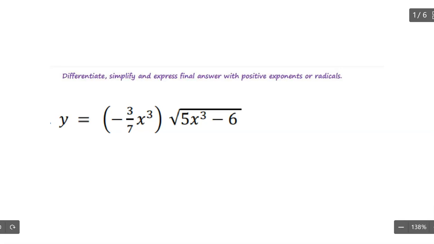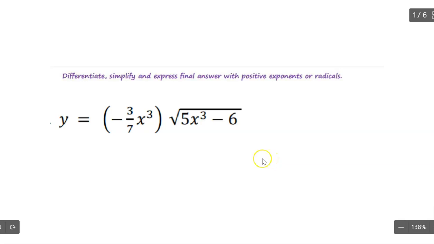Hello everyone. In this video, I would like to go over the product rule for differentiation. So given the function y equals negative 3 over 7 x squared multiplied by this expression, the square root of 5x cubed minus 6. So obviously we need to use the product rule for this function. To use the product rule, we need to identify u and v.